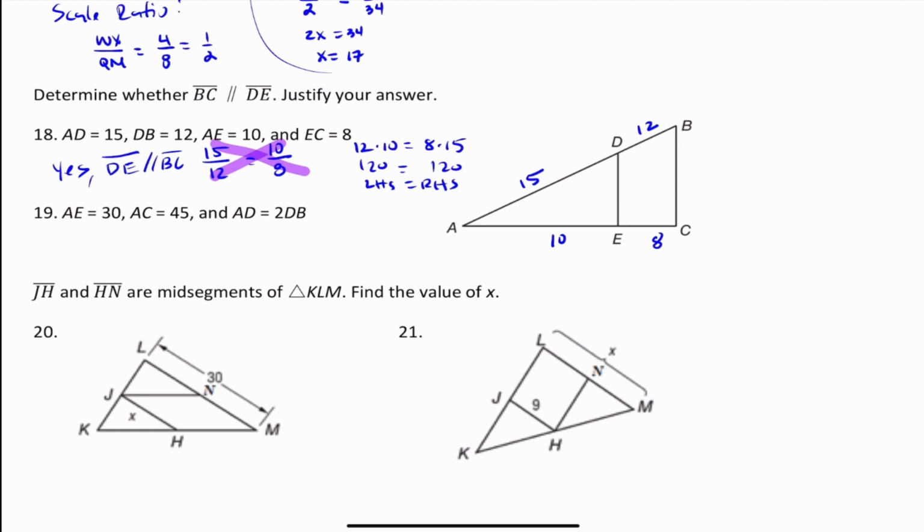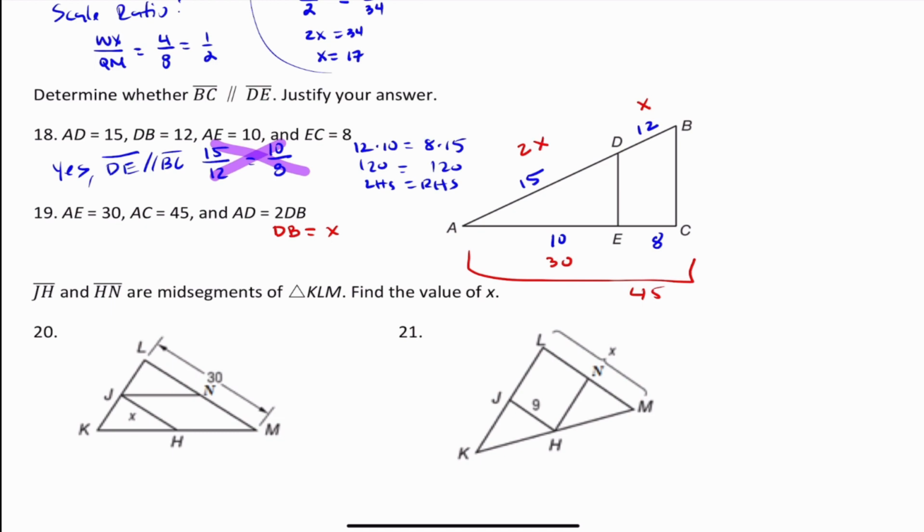All right, so 19, we're going to use that same figure. I'm going to use a different color for this so I won't confuse you. AE is 30, AC is 45, so this whole thing here is 45. And then AD is 2 times DB. Do we know what DB is? We don't, so we're going to call that x. So DB here is x, and AD is 2 times x.